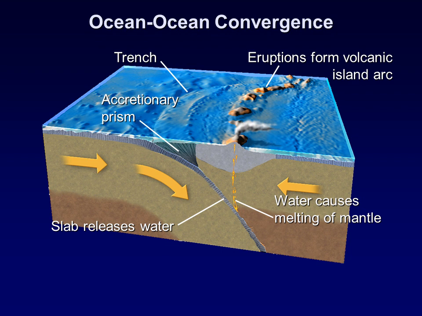The best example of this is occurring in Japan. Again, the main features to associate with an ocean-ocean convergent boundary are a subduction zone which forms a volcanic island arc.